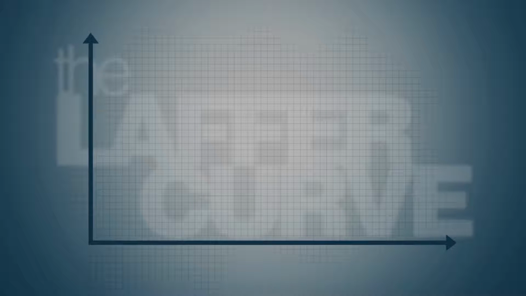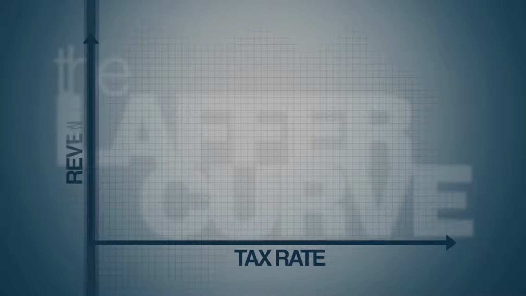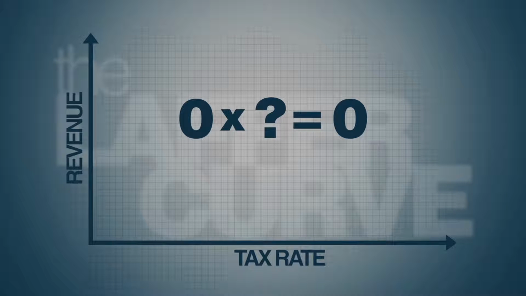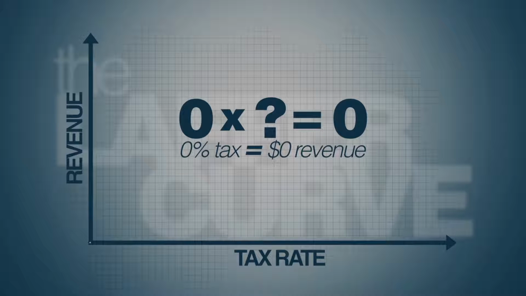The Laffer curve is illustrated here by a two-dimensional graph. The horizontal line is the tax rate that the government chooses, and the vertical line is the revenue that the government receives from that tax rate. First, because 0 times any number is 0, if the tax rate is 0, then the government receives 0 revenue. Accordingly, 0, 0 is our first point on the curve.